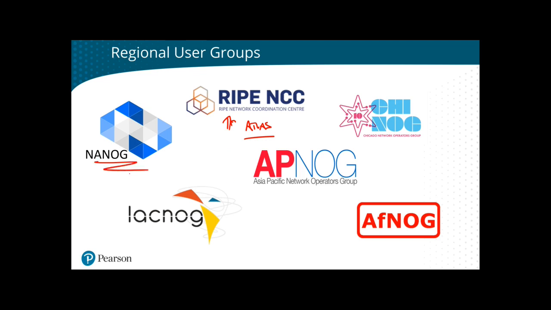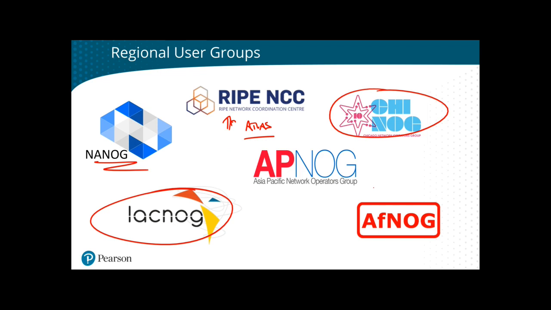NANOG is the North American Network Operators Group. If you're in North America, it's a great group. Again, I don't agree with everything that goes on there, but overall, generally good people. LACNOG is Latin America. CHINOG is Chicago, US. Asia Pacific is APNIC. They generally meet in New Zealand, Australia, someplace around there, Singapore or something like that.